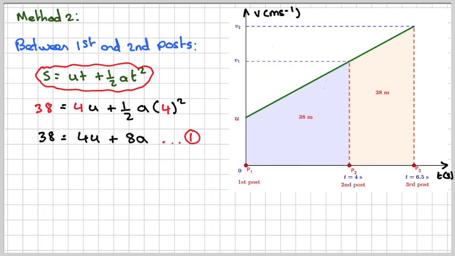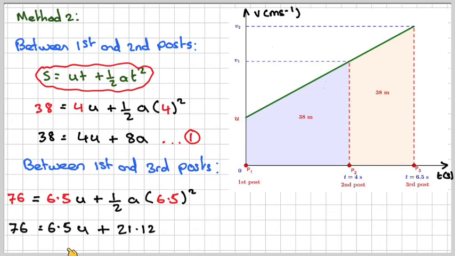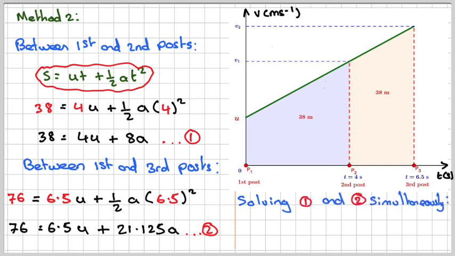We'll call that equation 1. We'll do the same between posts 1 and 3. Don't try to do 2 and 3 because it won't work. So we've got 76 is equal to 6.5u plus a half a times 6.5 squared. That gives 76 is equal to 6.5u plus 21.125a, equation 2. If we solve those simultaneously, and I just use the calculator solver here for simultaneous equations, you're going to get the same answers as before. A is 1.75 meters per second squared, and u is 6 meters per second.